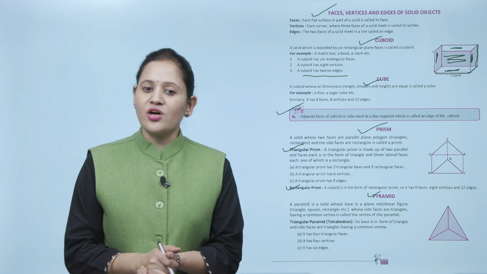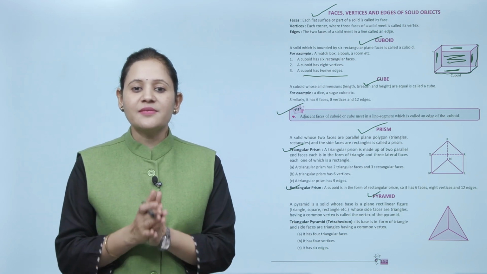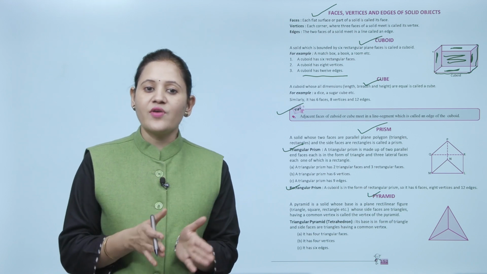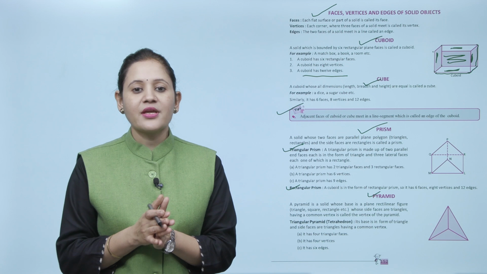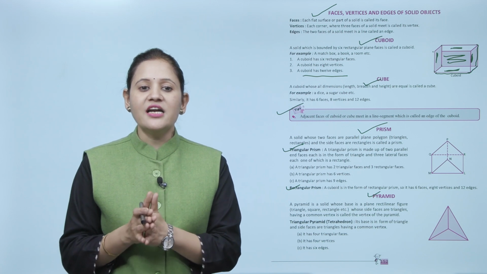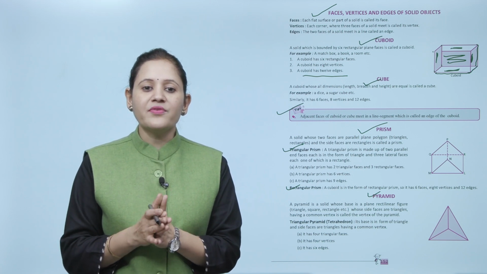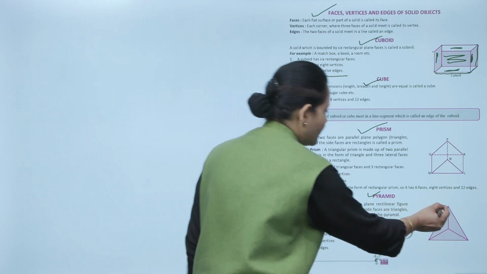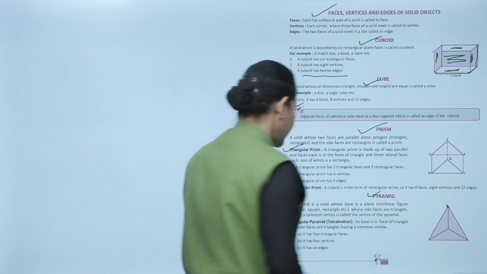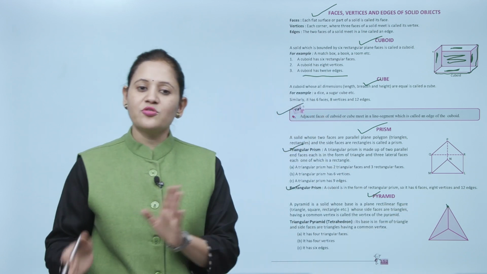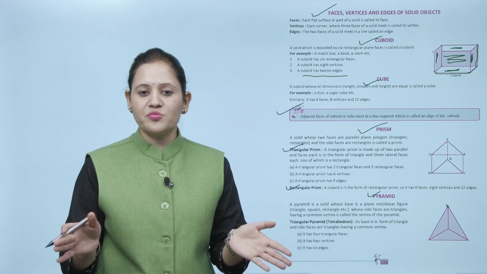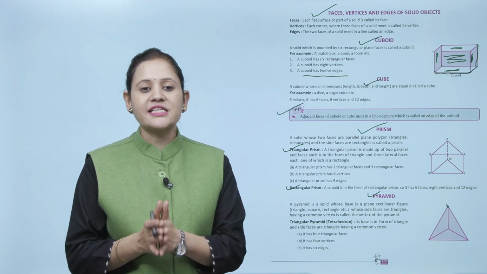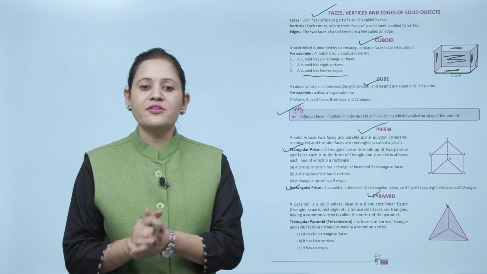A pyramid is a solid whose base is a plane rectilinear figure, triangle, square or rectangle, etc., whose side faces are triangles having a common vertex, called the vertex of the pyramid. So this is the vertex of the pyramid. Base could be triangle, square or rectangle, कुछ भी हो सकता है, और बाकी जो faces होंगी वो triangles होंगी.